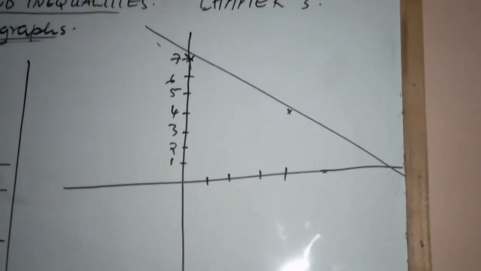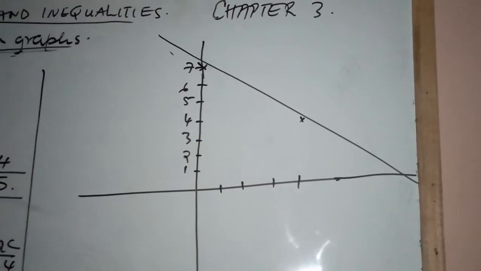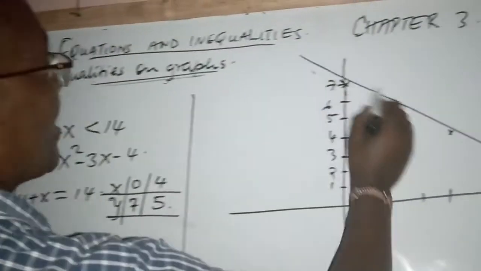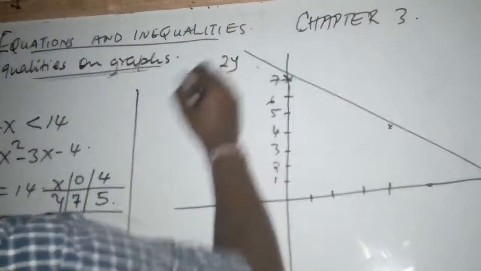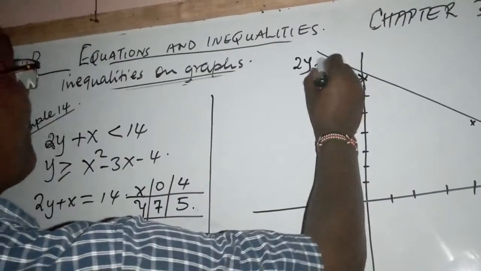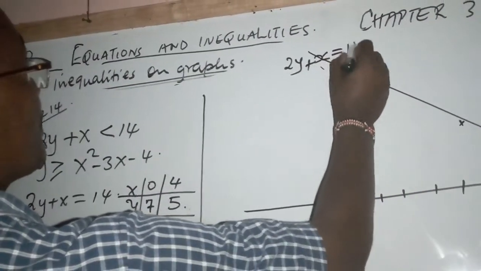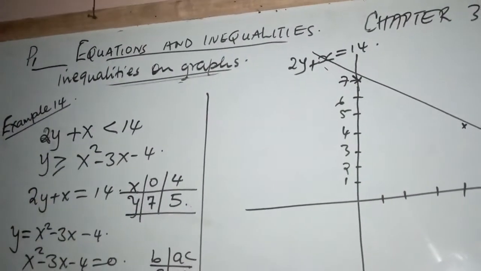Let us name that line. That line itself is 2y + x = 14. That is the name of that line.